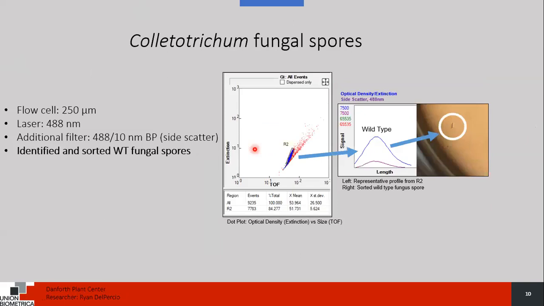Okay, the next example I'm going to show you is for fungal spores, and this is a collection of Trichoderma fungal spores. And these are fungi that can be plant symbiotes or phytopathogens of other plants. So they are of biological interest to people studying plants. A sample of spores were given to us, and we ran them on a 250 micron flow cell because they are small, so we ran them on our smallest flow cell, used the 488 laser, and then took a look at what the data looks like simply on the time of flight versus extinction.